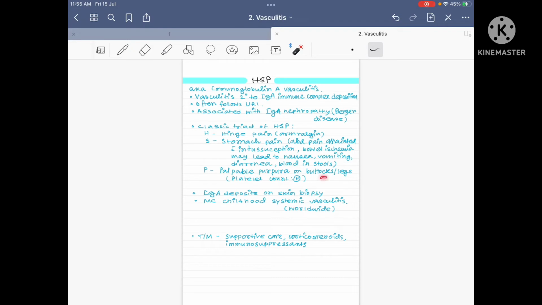purpura on buttock and legs, but the platelet count will be normal. This is also commonly asked. So remember the mnemonic HSP. IgA deposition, skin biopsy, there is all IgA. It is the most common childhood systemic vasculitis worldwide. And the treatment part is supportive care, corticosteroid, immunosuppressant, that's it.